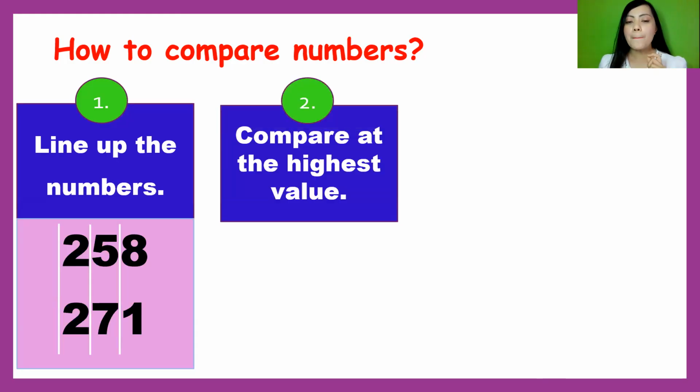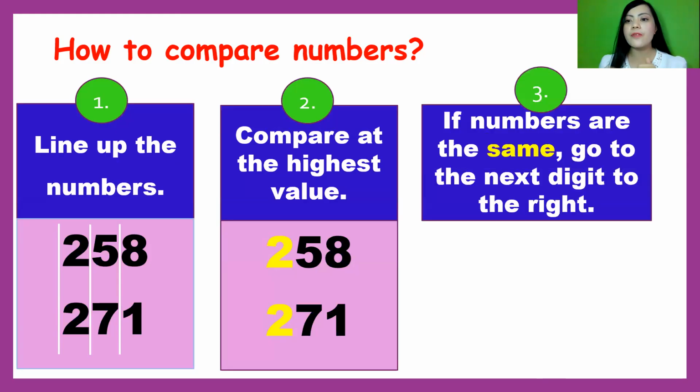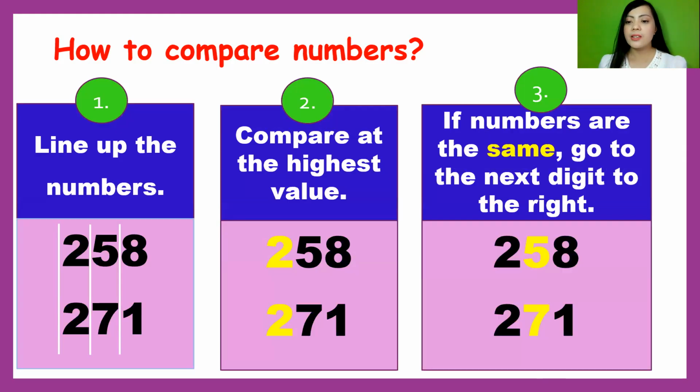Next, compare at the highest value. The highest value there is the hundreds place, so 2 and 2 are in the hundreds place. Now, if the numbers are the same, go to the next digit to the right. The next digit to 2 is 5. The next digit to 2 is 7. So what do you think is bigger, 5 or 7?